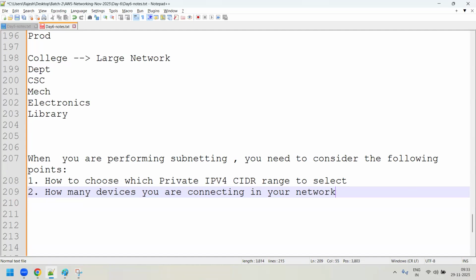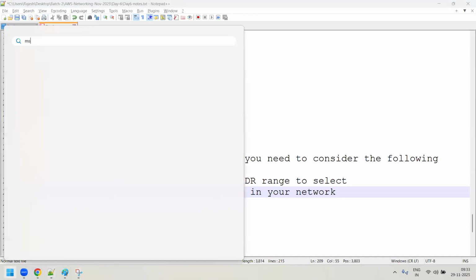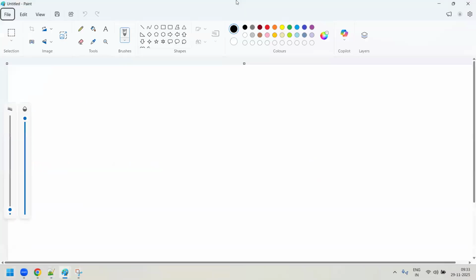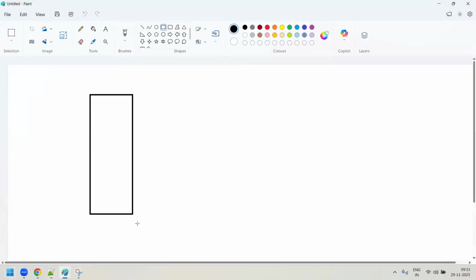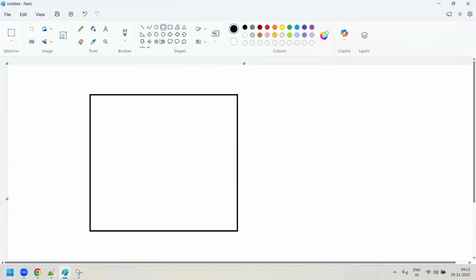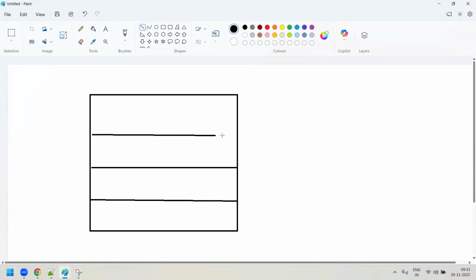Correct, sir? So now, can we take an example? Can we come up with a network, how you can design a network? Suppose, for example, you have been told, okay Rajesh, there is a building like this. This is a big building. In this big building, you have 4 floors like this: 1, 2, 3, and 4. There are 4 floors.